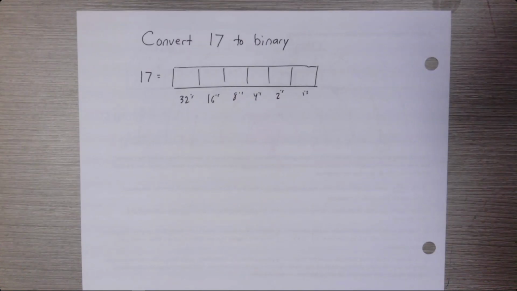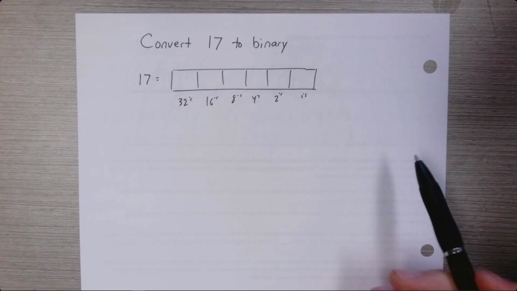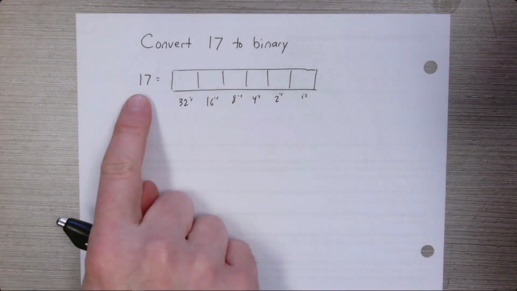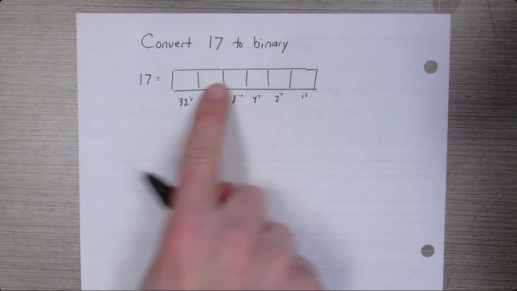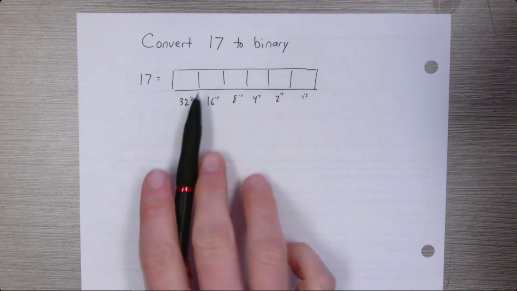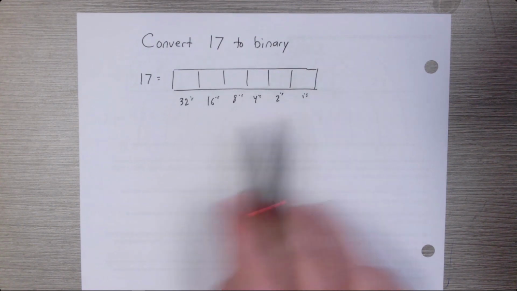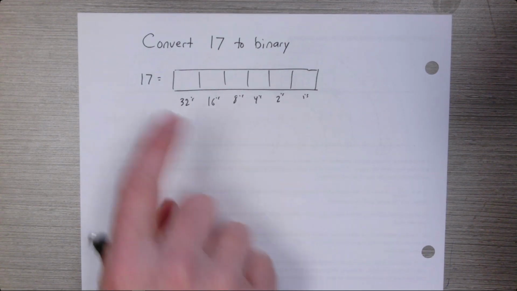Okay, so now let's talk about how we can convert from decimal to binary. Let's say we're going to convert 17 into binary. We know that we're going to have a number of binary digits, so maybe it's going to be like 100100 or 011101. So the first thing is figuring out how many binary digits we are going to have.